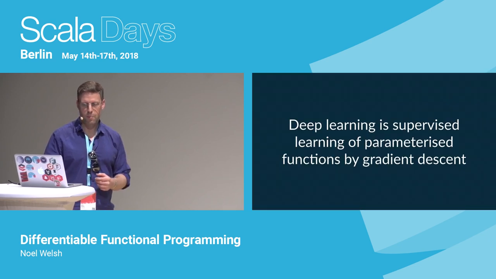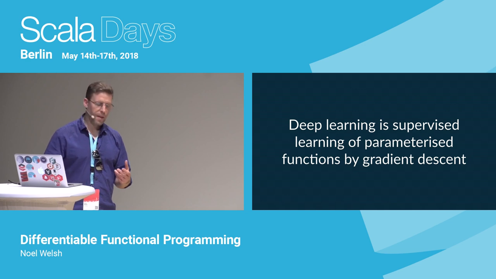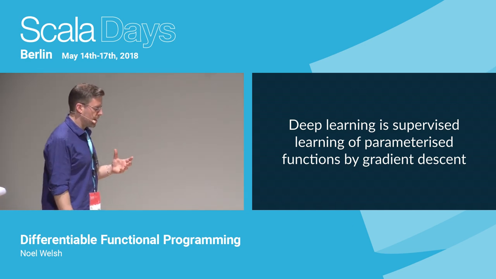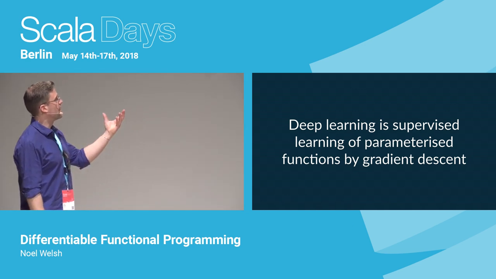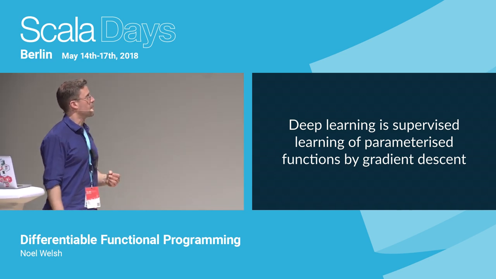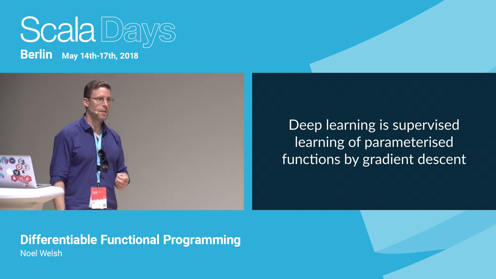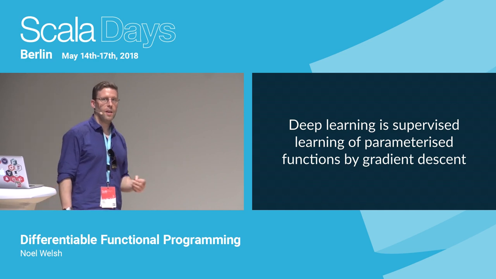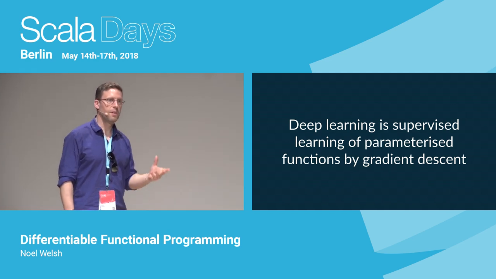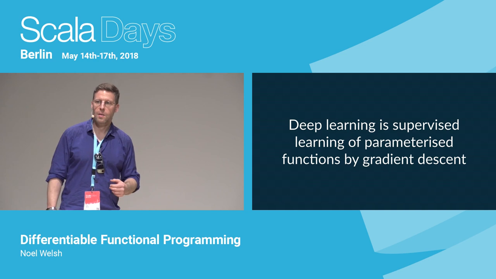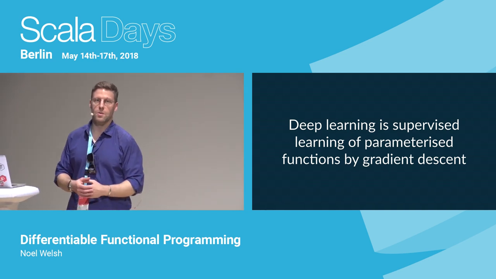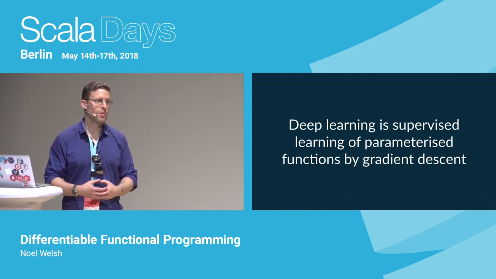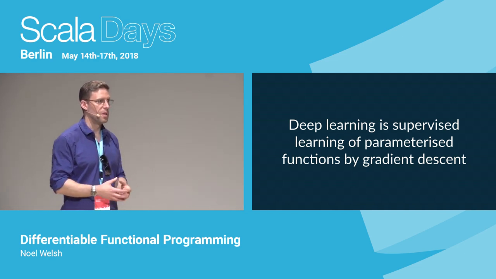So deep learning, supervised learning, parameterized functions by gradient descent. Now, one of the things that we have to choose is which actual functions we are going to use. I showed the example there of a sine wave, and it just so happened that the sine wave fit the data that we had very nicely. But when we're working on things like images or speech data, it's not so clear what the functions we should be using are.